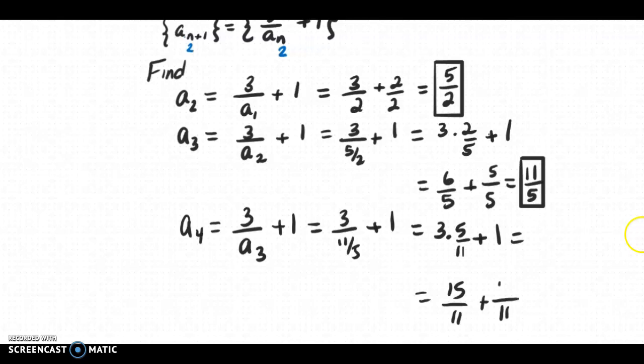Common denominator here of 11. So I end up with 26 over 11. So the fourth term would be 26 11ths. So here are the next 3 terms.